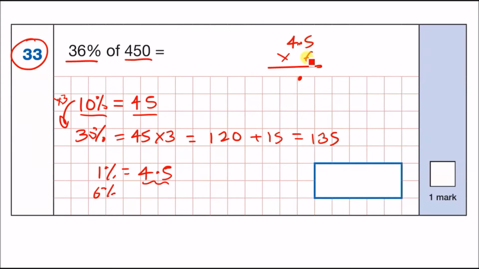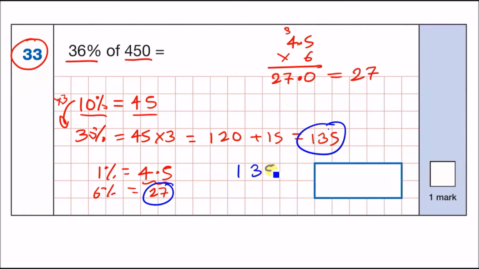So 5 times 6 is 30, so 0 carry the 3. And lastly, 4 times 6 is 24. Add it to 3. 24 plus 3 is 27. So the answer is 27.0, which is the same as just 27. So 6% is 27. Therefore, just making sure we got this clear, 30% was 135, 6% was 27. So add them up together. 135 plus 27. Add them up carefully. 5 plus 7 is 12, so 2 carry the 1. 1 plus 3 is 4, plus 2 is 6. Drop the 1 down and you got 162.